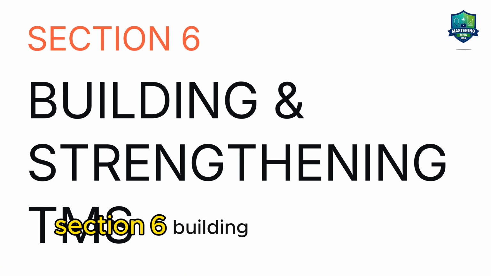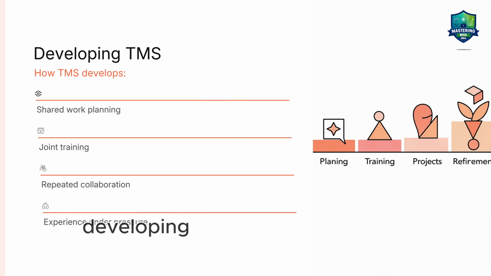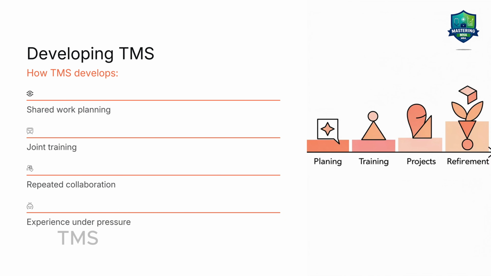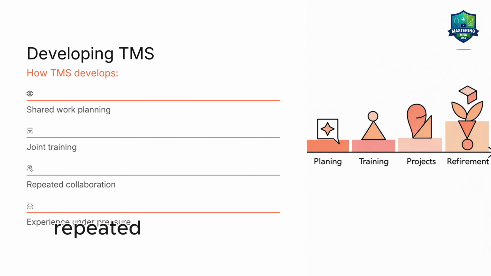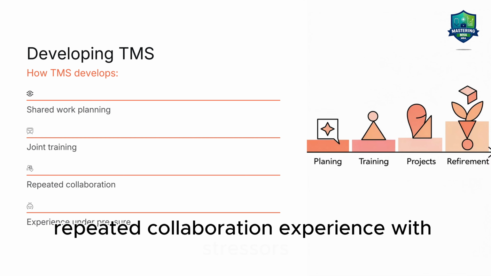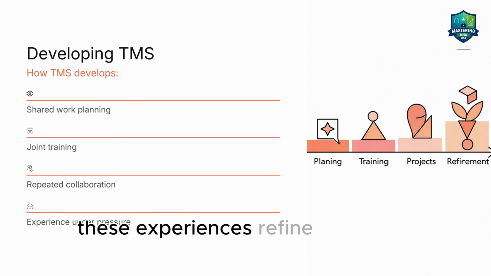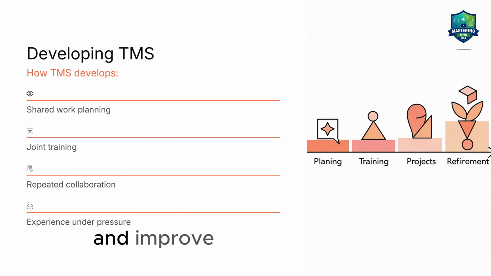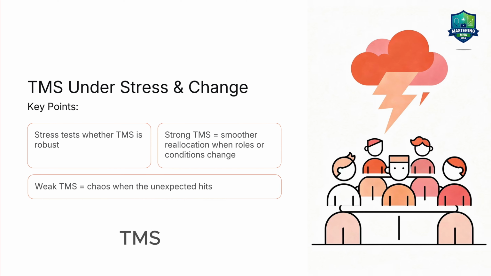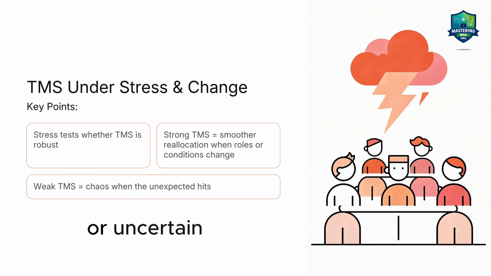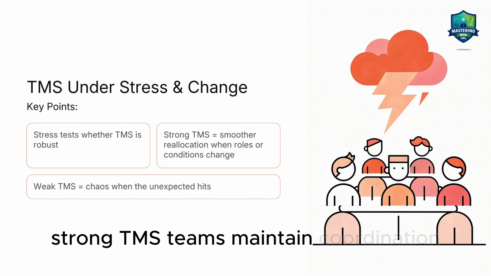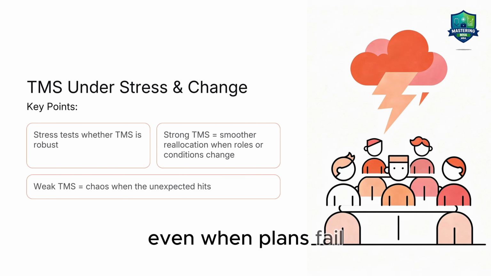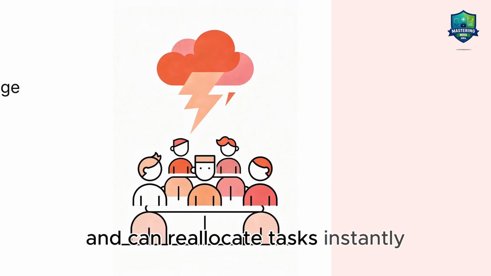Section 6. Building and strengthening TMS. Developing TMS, planning and training. TMS develops through shared planning, joint training, repeated collaboration, and experience with stressors. These experiences refine expertise directories and improve retrieval efficiency. TMS under stress. Stressful or uncertain conditions test TMS resilience. Strong TMS teams maintain coordination even when plans fail because they know each other's strengths and can reallocate tasks instantly.